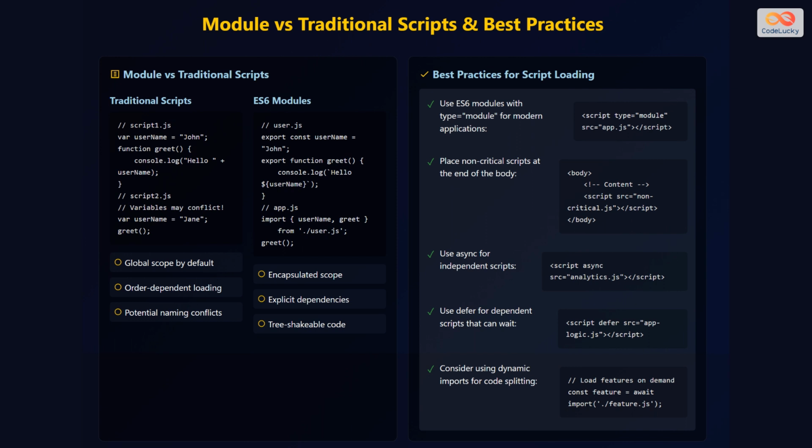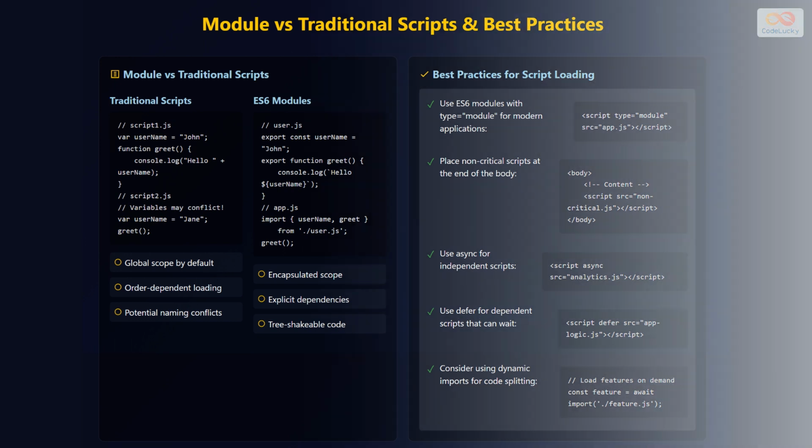For best practices, use ES6 module scripts for modern applications. Place non-critical scripts at the end of the body. Also, use async for independent scripts, defer for dependent scripts, and consider dynamic imports for code splitting, which loads features on demand. This will help in better code organization and performance.